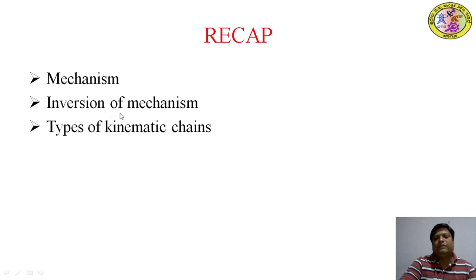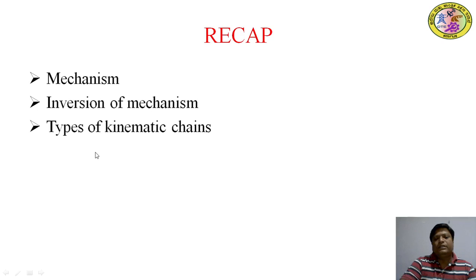Next, inversion of mechanisms. Here any one link is fixed in a kinematic chain, so we obtain a mechanism. When a different link is fixed to obtain different mechanisms, it is known as inversion of mechanisms. The relative motion between the links remains the same, but the absolute motion changes drastically in inverse mechanisms.